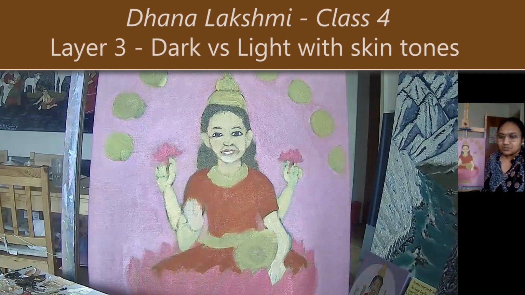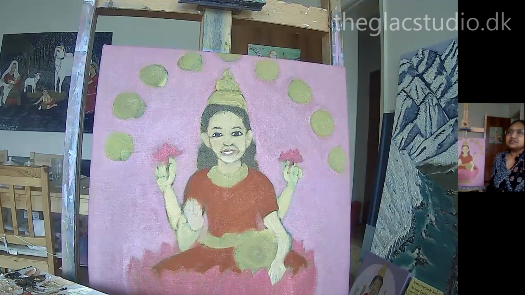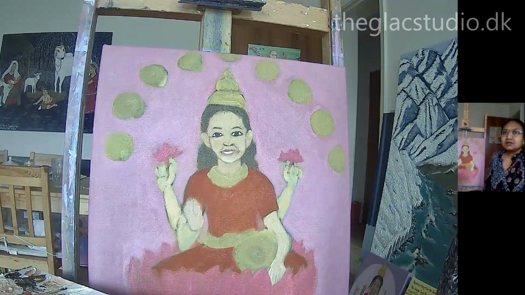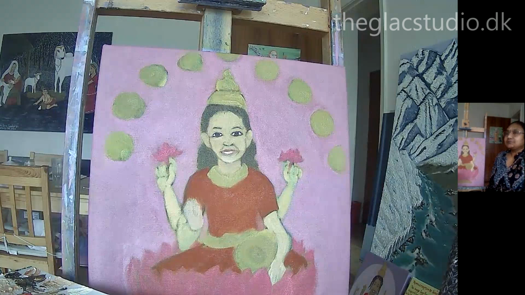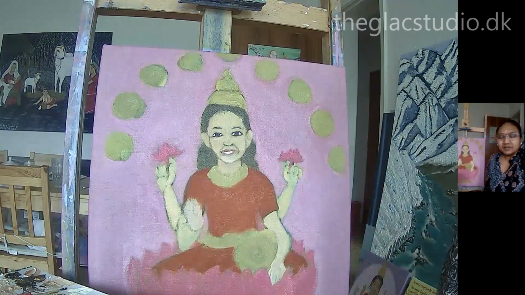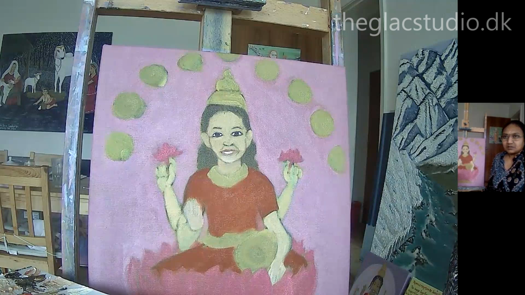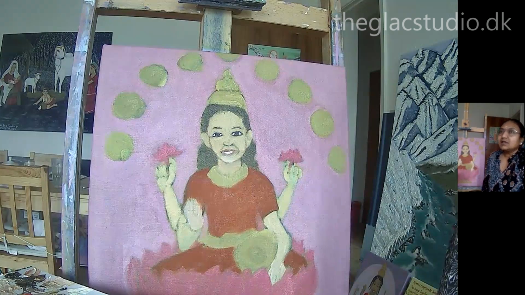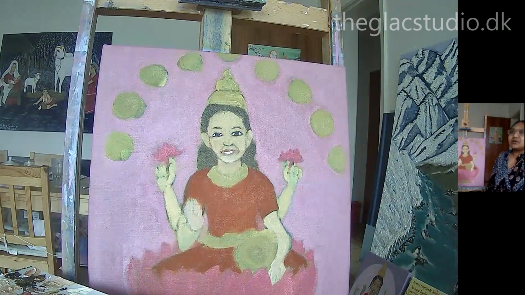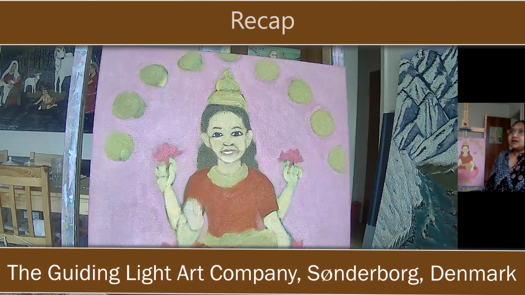It's one of the 8 forms of Lakshmi avatars or Lakshmi images that are goddesses representing all the positive propensities of life. Dhana Lakshmi, Dhana refers to wealth. And this particular Lakshmi is the one representing abundance of wealth. We have been working on this painting for the last 3 hours or so, and right now we are in class 4. Let's quickly go over what we have done in the past.